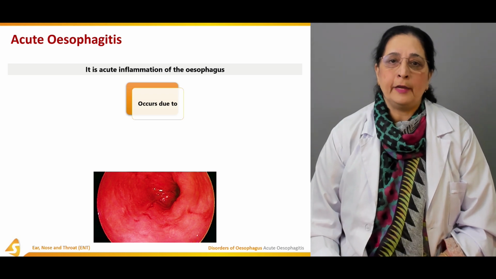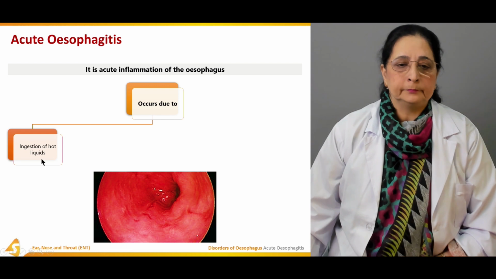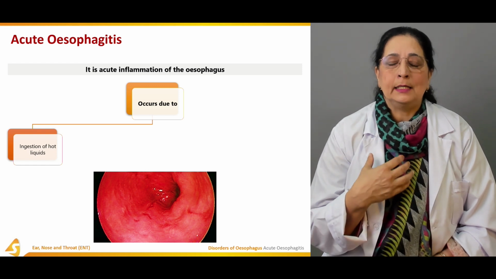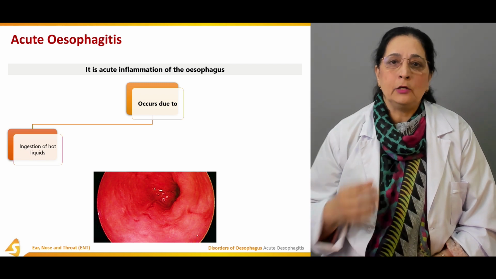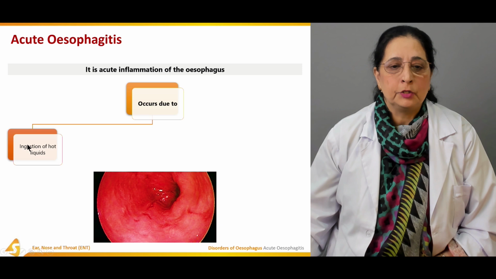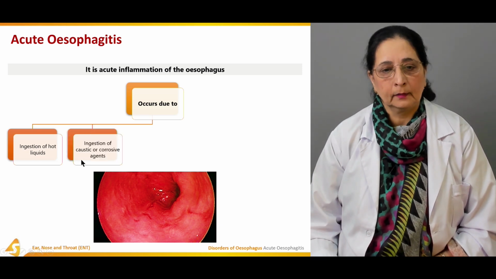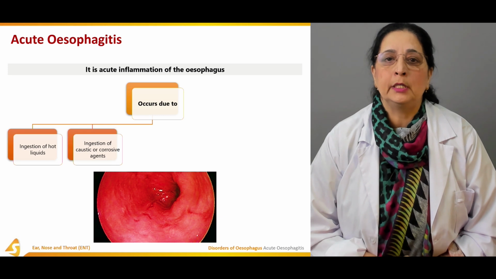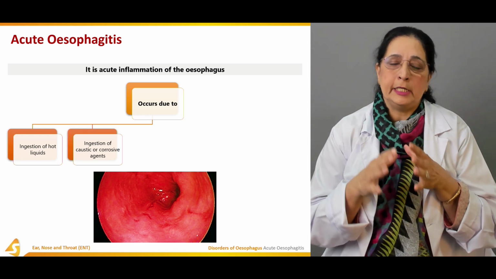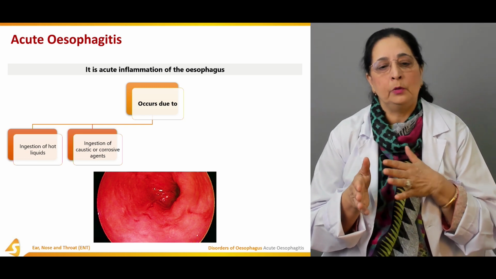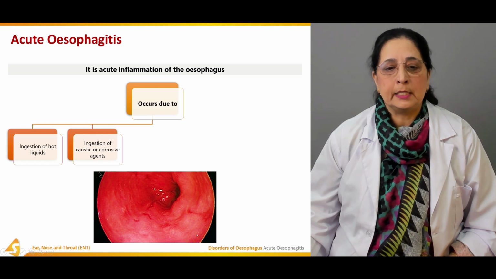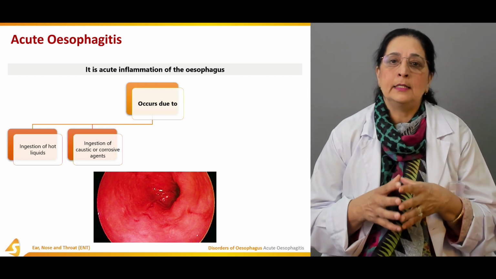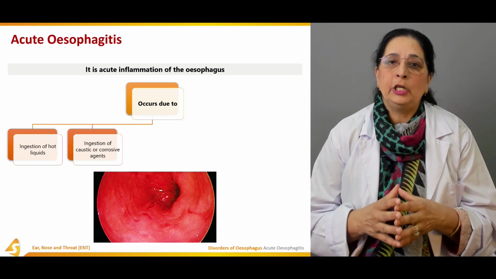The causes of acute esophagitis can be due to ingestion of hot liquids. Sometimes when we drink very hot liquids like very hot tea and coffee, that can cause acute esophagitis. Ingestion of caustic or corrosive agents also can cause acute esophagitis. These are two very common conditions, hot liquids and ingestion of caustic or corrosive agents, that can cause irritation of the lining of the esophagus, the mucosa of the esophagus, causing acute esophagitis.